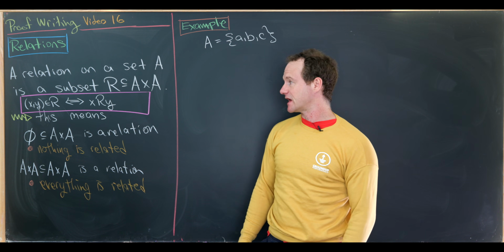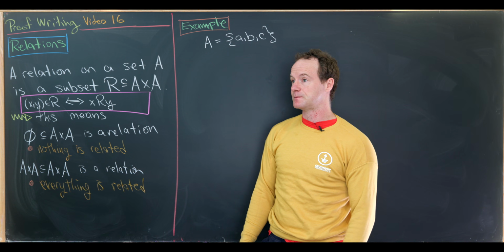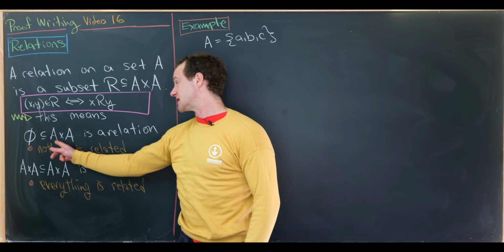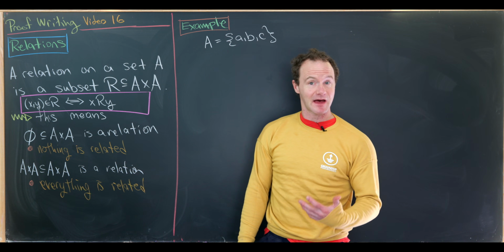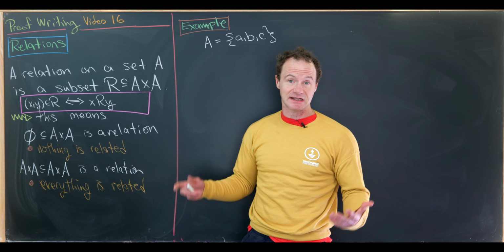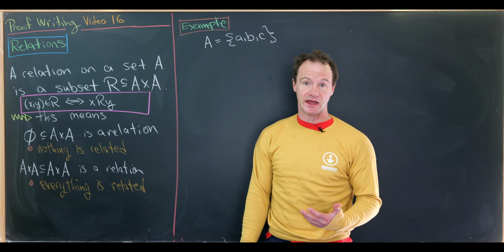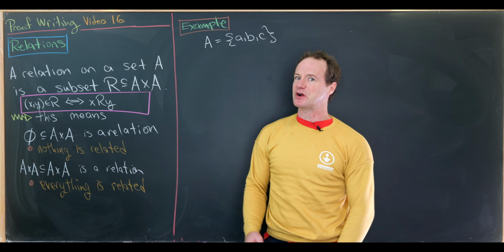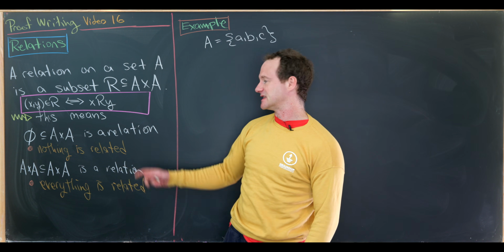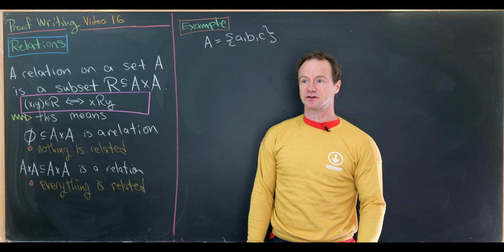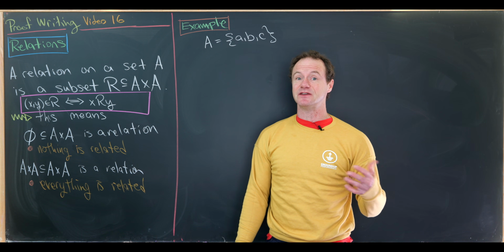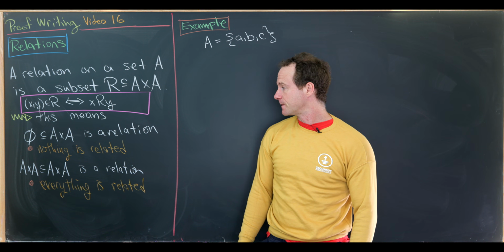And so this subset could really be anything. In fact, the empty set is a subset of A cross A. That means the empty set is technically a relation on A. But this is not a super interesting relation. This says that nothing is related to each other, so an element isn't even related to itself.